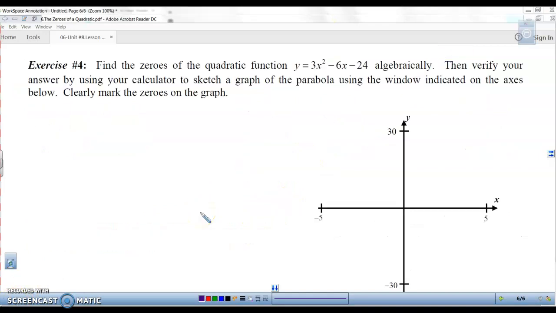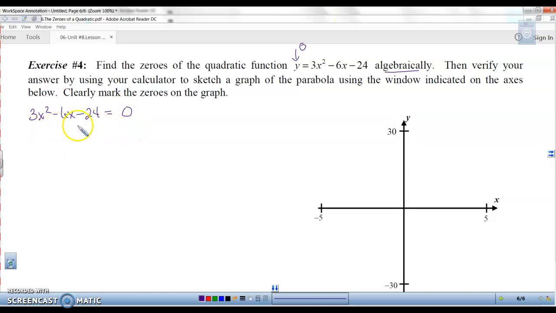Okay, for the last one, we're going to find the zeros of the quadratic y equals 3x squared minus 6x minus 24 algebraically. Algebraically means we set the factor equal to 0. Y is equal to 0. 3x squared minus 6x minus 24 is equal to 0.